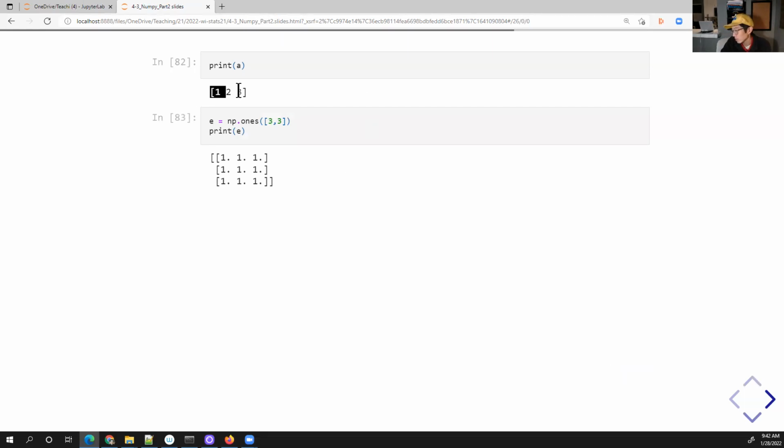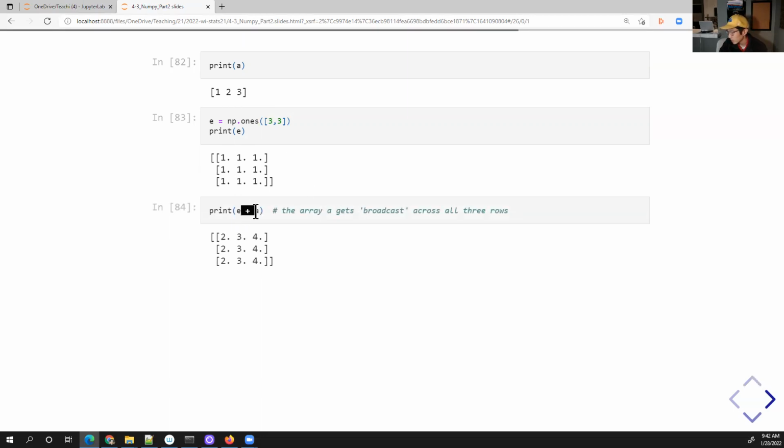Okay, so watch what happens here. I've got this one-dimensional array, 1, 2, 3, and I've got a 3 by 3 matrix, 1, 1, 1. So when I do E plus A, this 1, 2, 3 array gets broadcast across the rows. It basically converts the 1, 2, 3 array into a 3 by 3 matrix by duplicating the rows, and then it adds it up. And so we have two 3 by 3 matrices to add together, and we have 2, 3, 4, 2, 3, 4, 2, 3, 4.